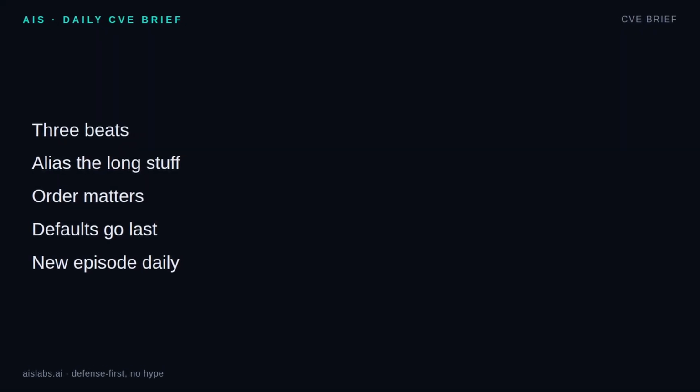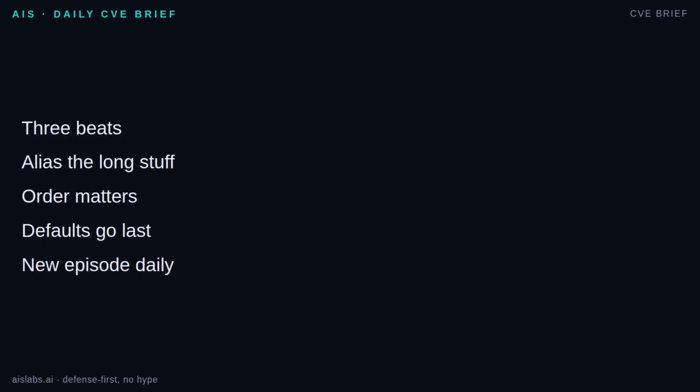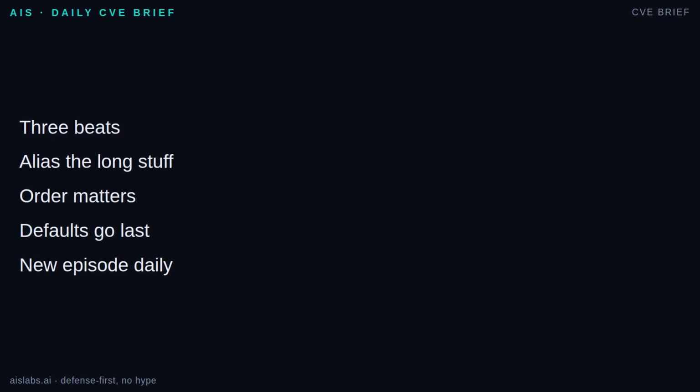Recap in 3 beats. First, ~/.ssh/config turns long, error-prone SSH commands into stable aliases like ssh web. Second, the basic directives are Host, HostName, User, Port, and IdentityFile. Third, order matters because first value wins, so specific Host blocks go first, and Host * defaults go at the bottom. Build this file slowly, and it becomes living documentation for your fleet.